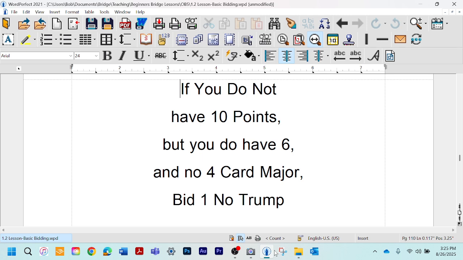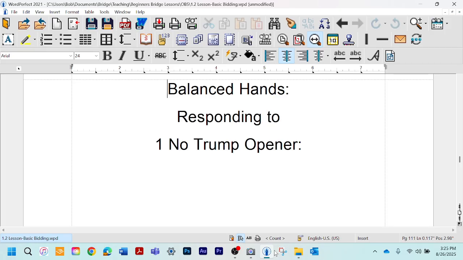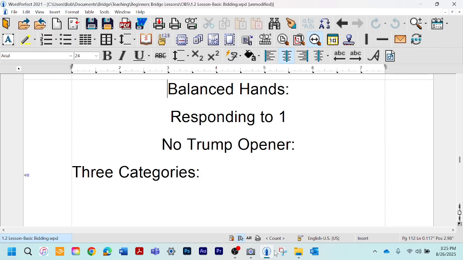That only means you have 6 to 9 points. Now let's talk about balanced hands. Responding to a 1 no trump opener. Your partner opens 1 no trump. What do you do? Well, in your mind, you want to divide your hand up into 3 categories.